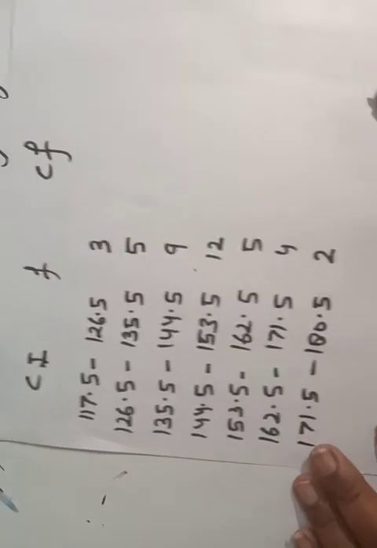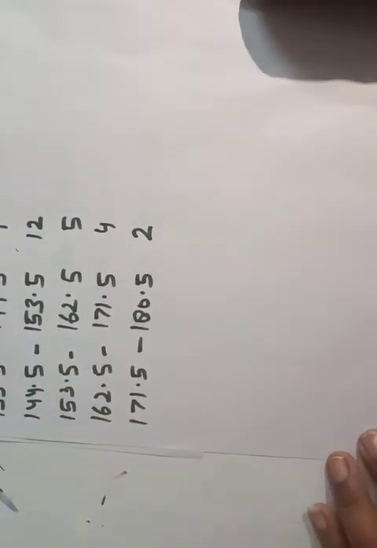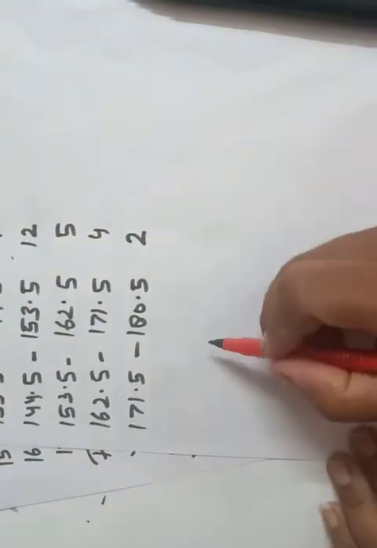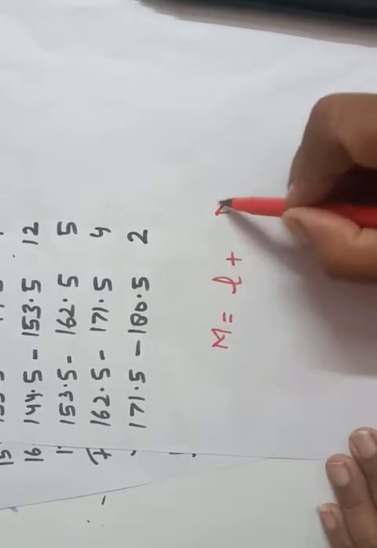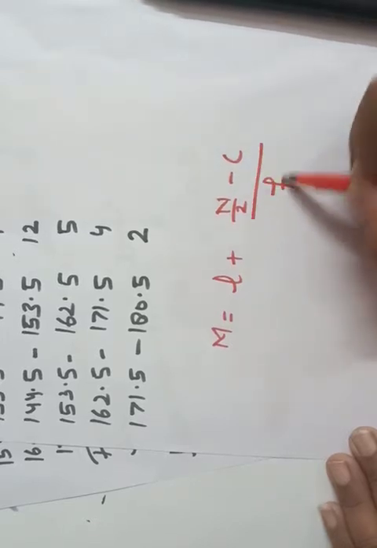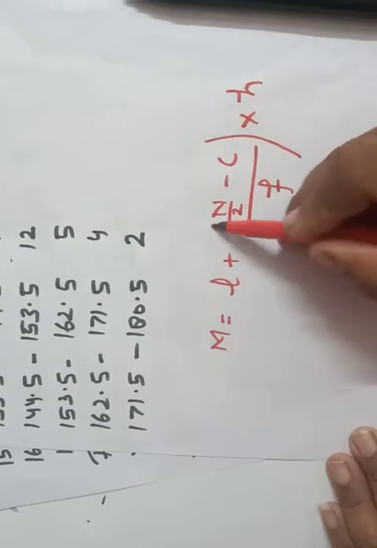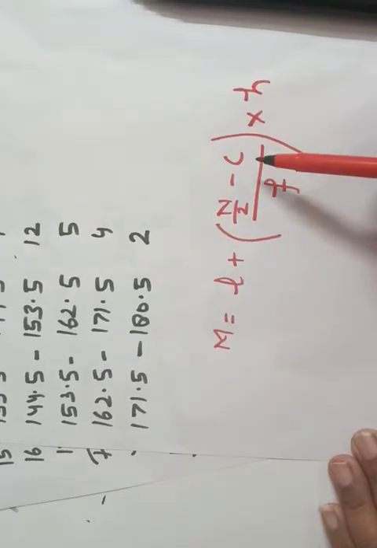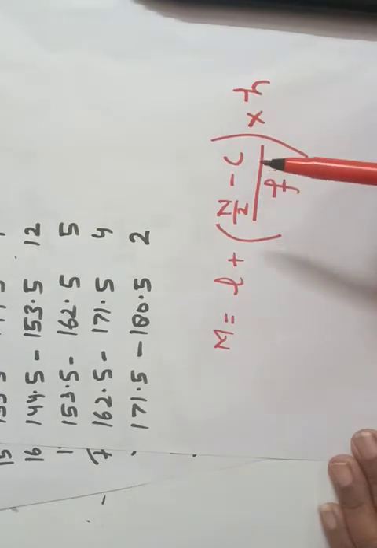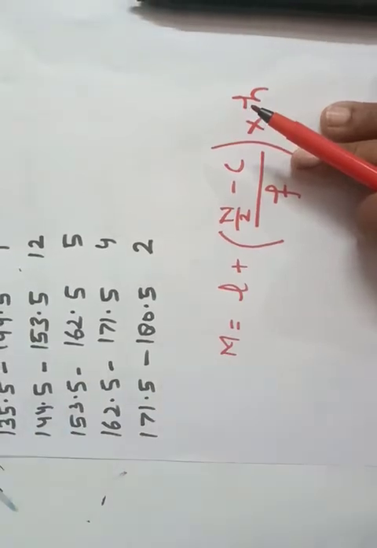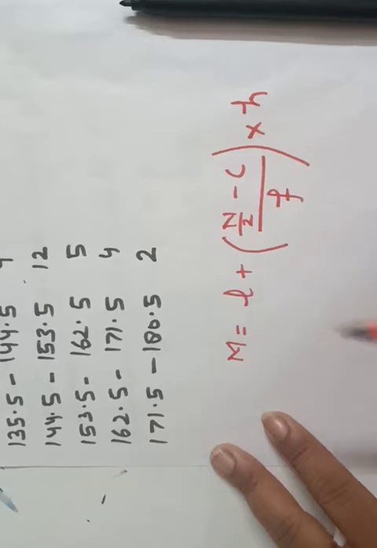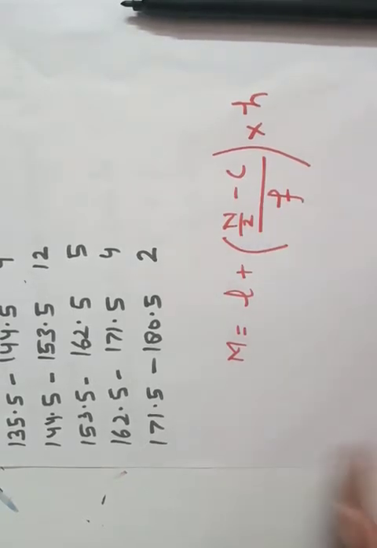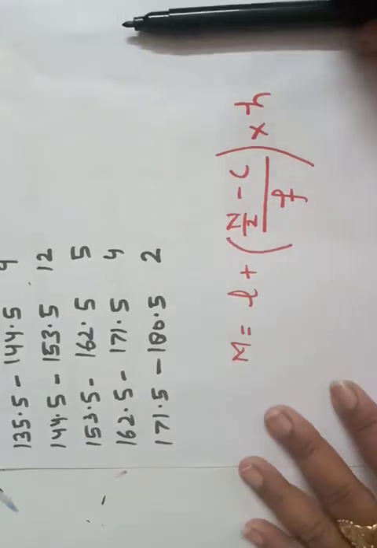So now according to the formula, what is the formula? First of all, let's write the formula for the median. So what is the formula? M is equal to L plus N by 2 minus C upon F into H. Yes, so we need C here. We can find C only after seeing the column of the cumulative frequency, and L also we can find only after finding the cumulative frequency.